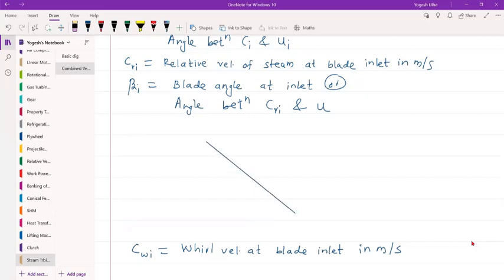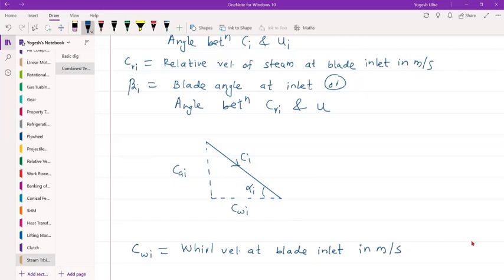Suppose this is our CI. CI has two components. This angle is alpha I. This is CWI, and this is CAI. Are you getting my point?